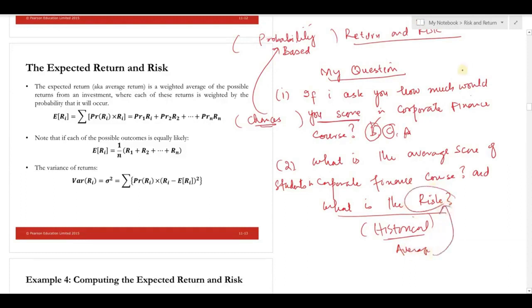Now can you see that you can find your risk and return using future data, as in your case when I ask you how much you will score, and in other cases you can use historical data. Once you have some previous data, you can calculate risk and return.